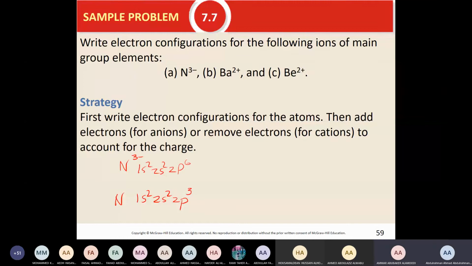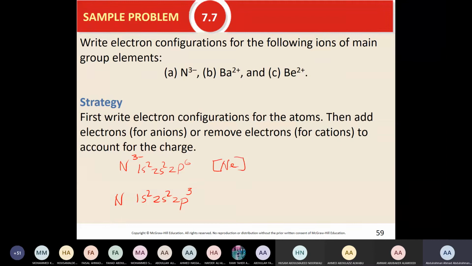Right, so that is the electronic structure of N3 minus. Now let me ask a very simple question. Which one is bigger, N or N3 minus? N3 minus, much bigger. We have more electrons outside with the same power inside. N3 minus is similar to which element? Neon, exactly.